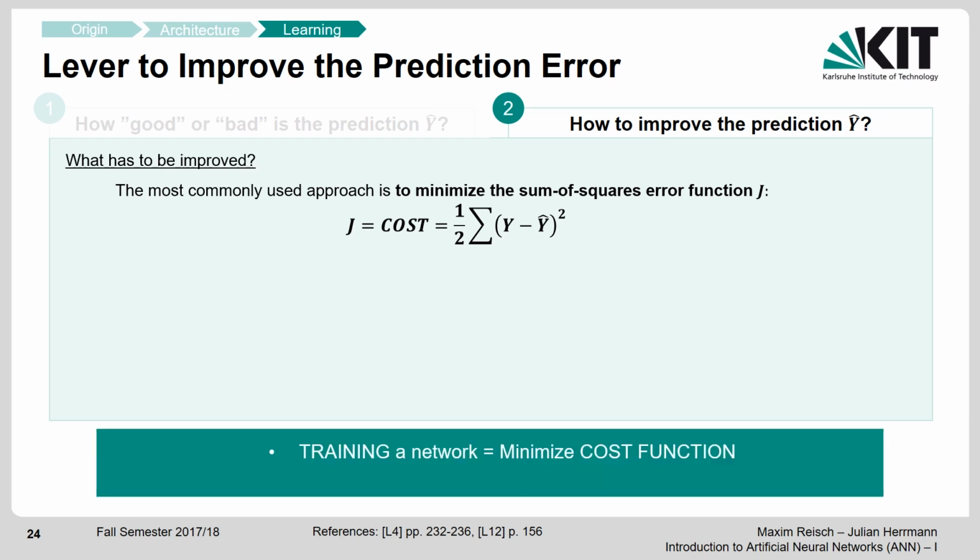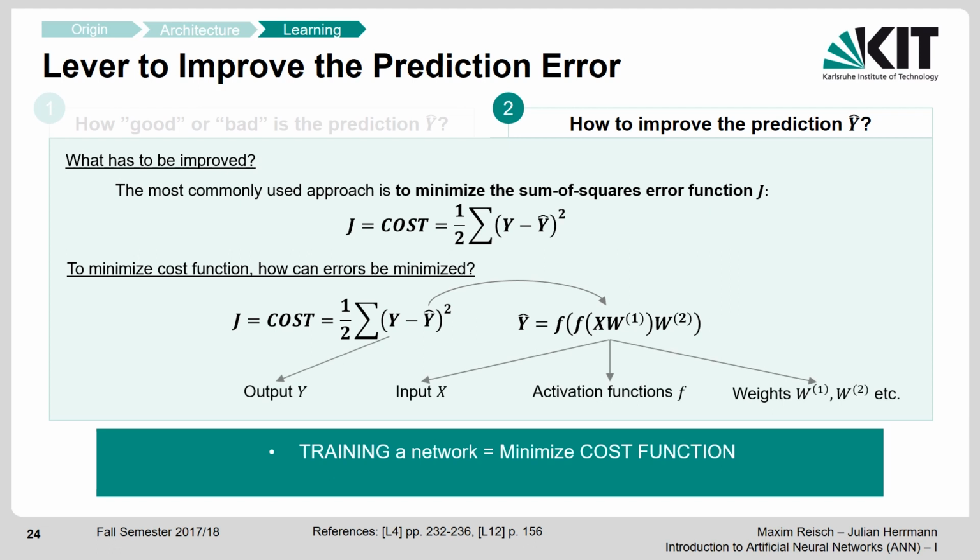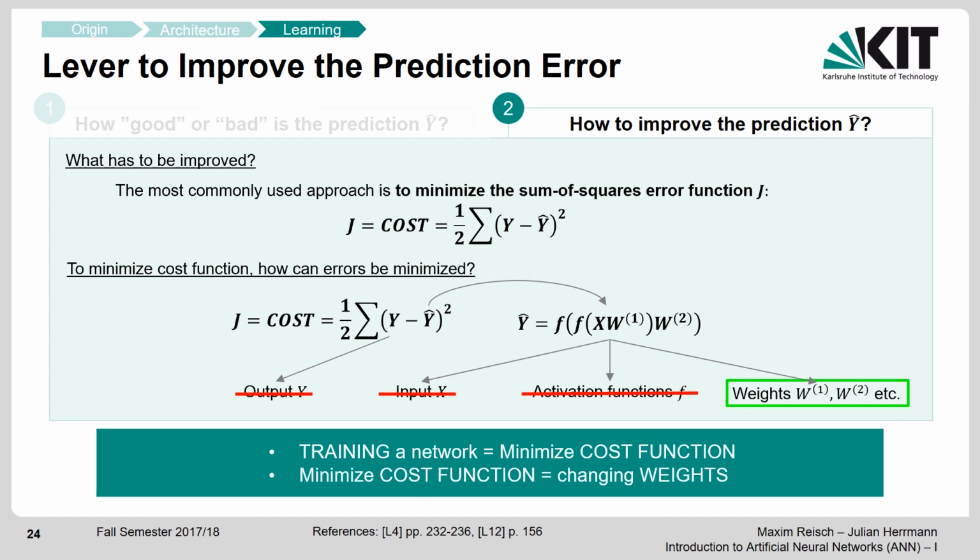Now we need to minimize the cost function. For this, we need to take a closer look at our cost function. Our cost function is determined by 4 different factors: output and input, which are given, and the activation function f, which we need to choose depending on the nature of the data. So the only thing that we can affect in our model are the weights. So we minimize the cost function by changing the weights.